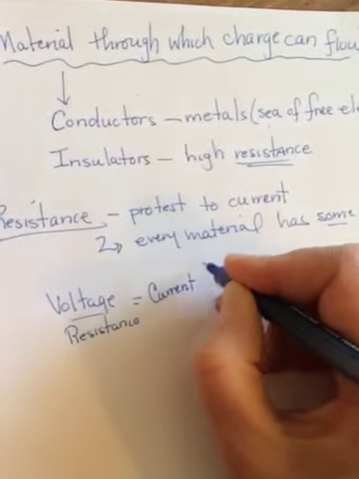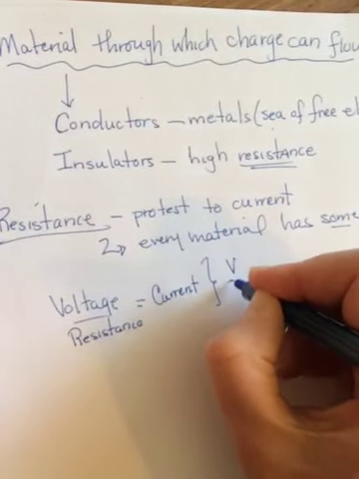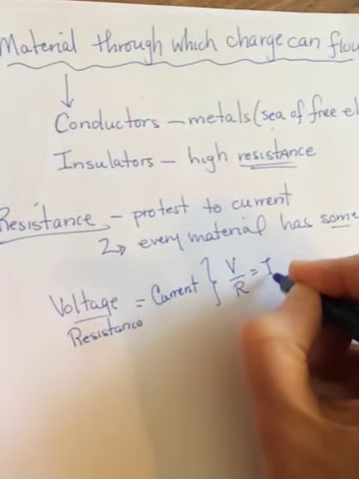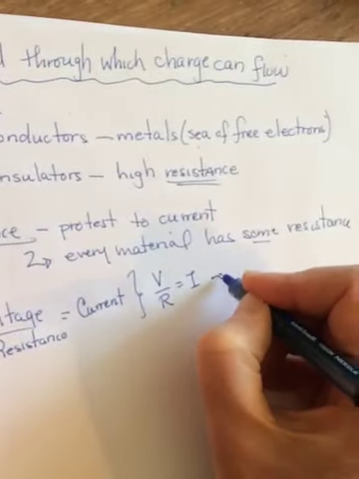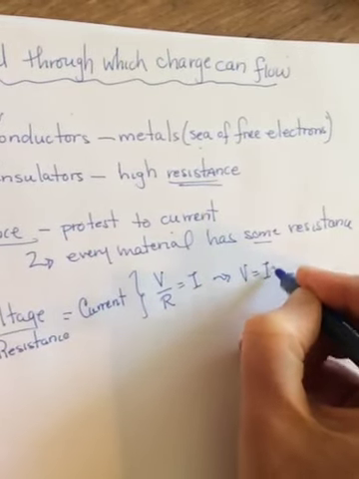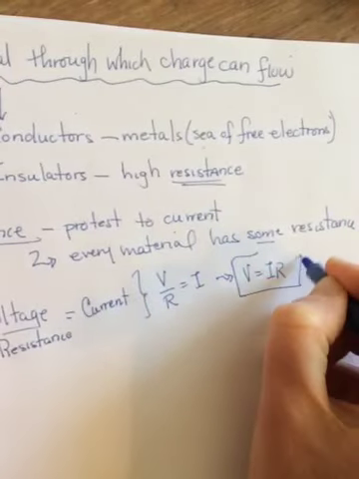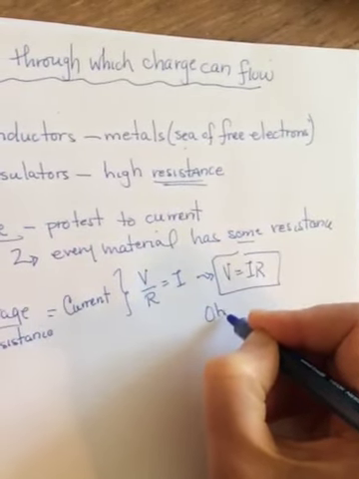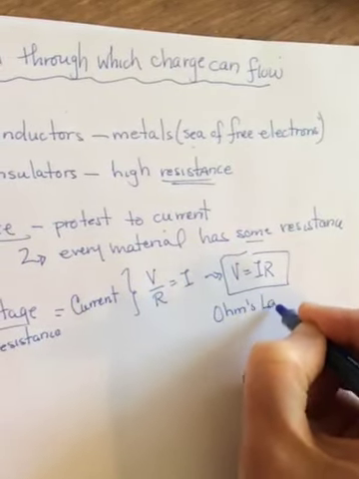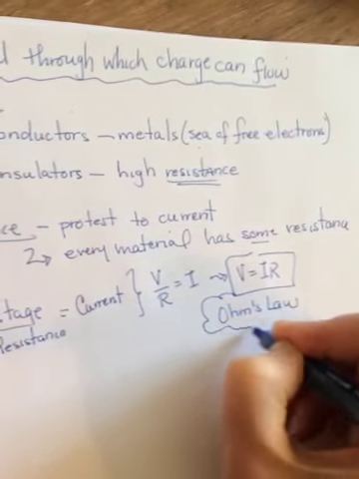Okay? What we're saying here should sound familiar to you. V divided by R is equal to I. We tend to write it as V equals IR. This is known as Ohm's Law, and you would have seen it in grade 9 science.